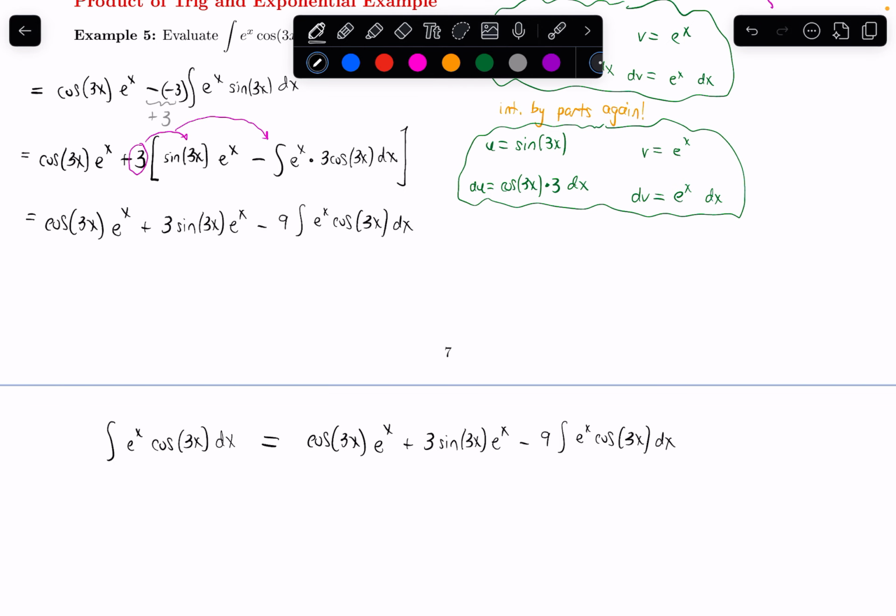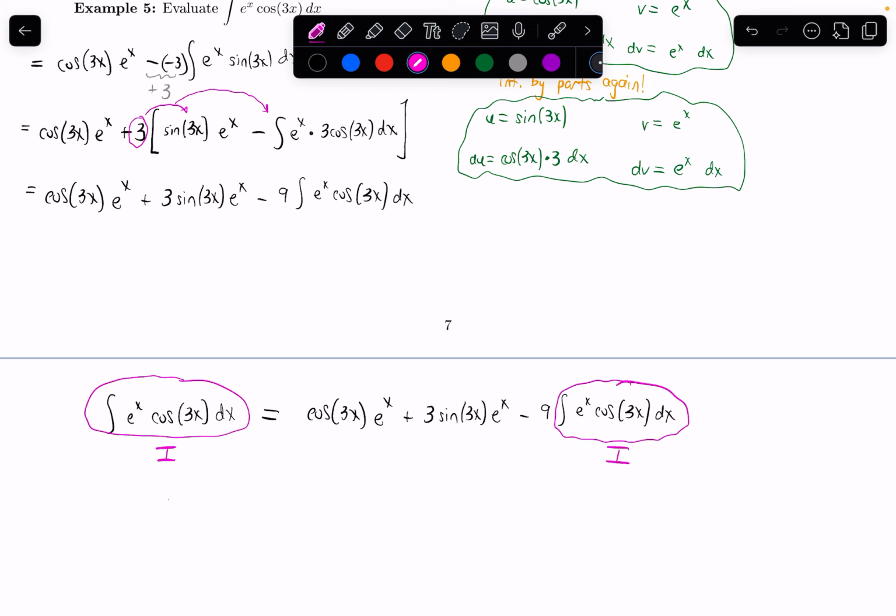Okay, and now I'm seeing the same integral on both sides. So I'm going to introduce a new variable for that. I'm going to call that whole integral just I, capital I. All right, so if we do that, on the left-hand side, we got I. On the right-hand side, this equals cosine of 3x times e to the x plus 3 sine of 3x times e to the x, and then minus 9 times I.